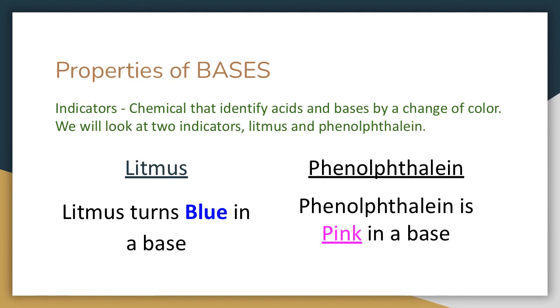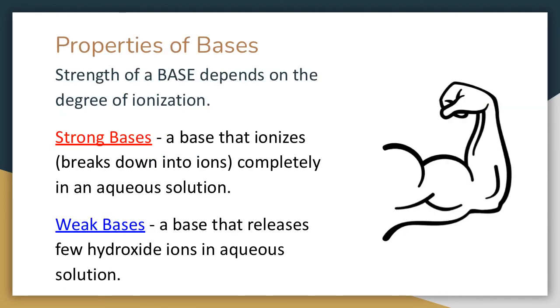Just like acids, bases are also going to have different strengths. So the strength, again, is going to deal with the degree of ionization. If something is strong, it's going to ionize completely, or break down into ions completely, in the aqueous solution. If it's weak, most of it is going to stay as that parent base, and you get very few hydroxide ions in that solution.